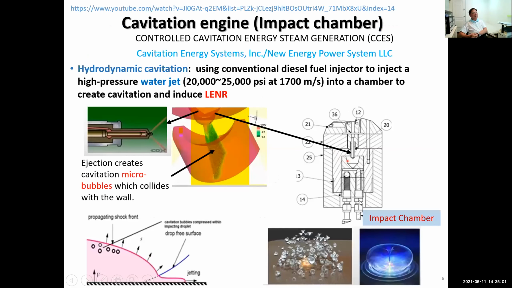And a company, New Energy Power System, who also supports this conference, invented a so-called cavitation engine, and they use a diesel fuel injector to inject a high-pressure water jet, around 2,000 atmospheres of pressure, with very high speed into a chamber to create cavitation and induce low energy nuclear reaction. They call it the impact chamber. And then through the cavitation, micro bubbles collide with the wall and create a lot of complex physical phenomena, and then produce excess heat.